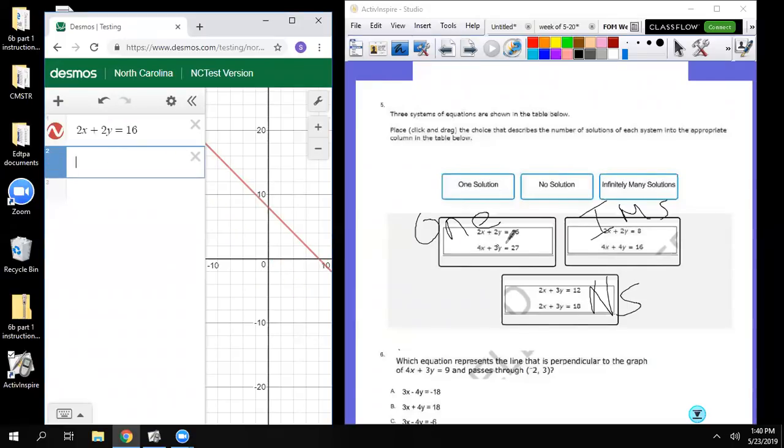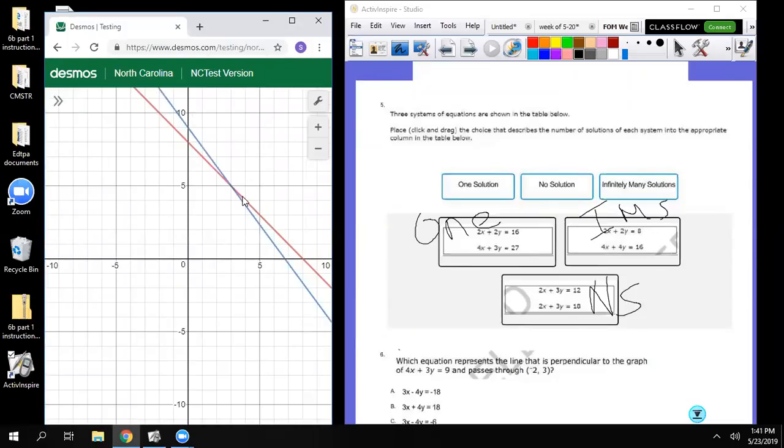And we're comparing that with 4x plus 3y equals 27. Okay, so what we're looking for with systems of equations and to define how many solutions they have is how many times they actually cross. So remember, they can only cross either once, never, or infinitely many times because they're one on top of the other. So in this case, we know that because they cross, they intersect at some point, that's going to be one solution. So we would have drug one solution there.